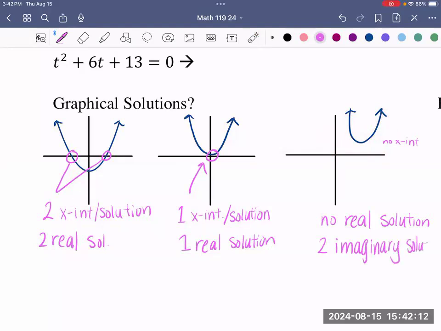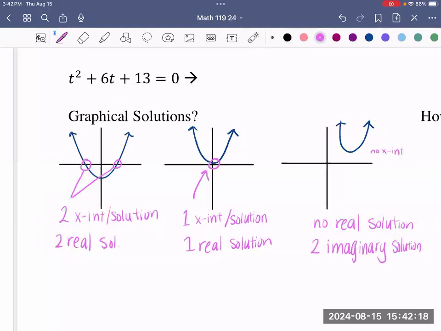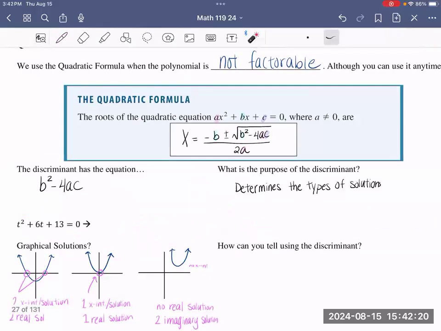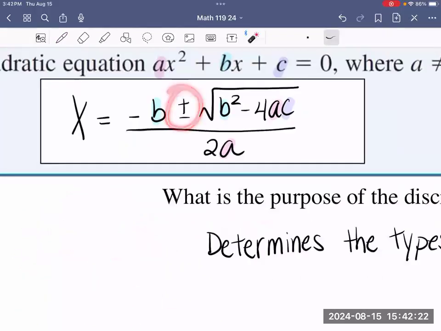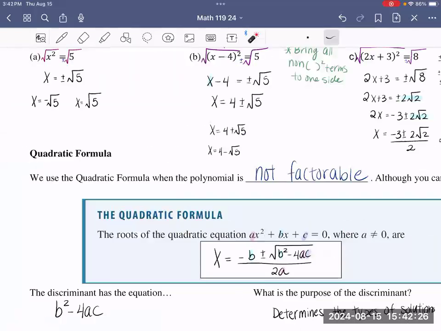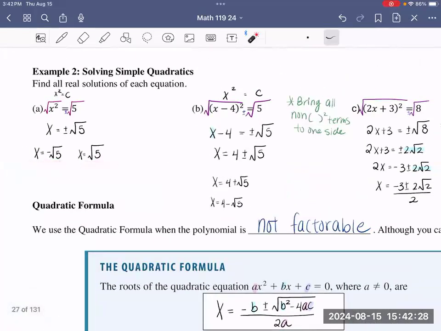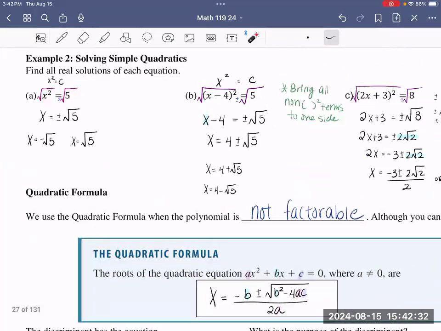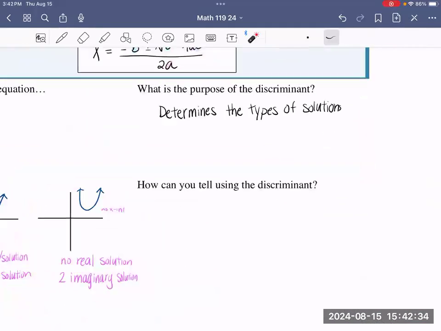solutions. Now, where are the two solutions or one solution coming from, right? Well, these two solutions are coming from this plus or minus sign. So plus or minus, we said, can give you two solutions, whereas the one solution, we're going to take a look at why it's only one in a moment.